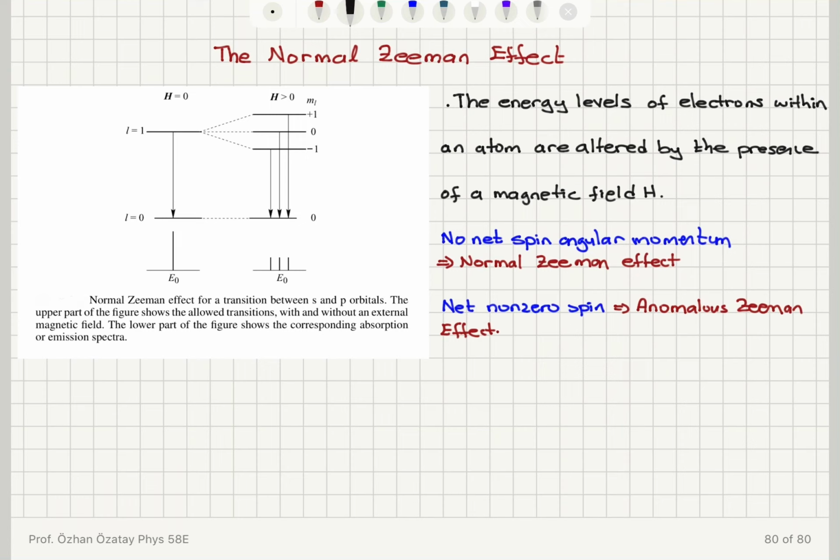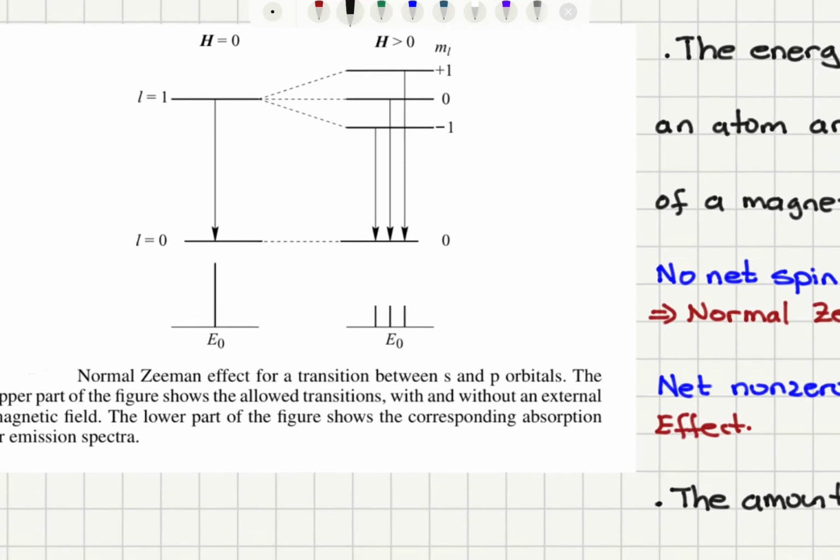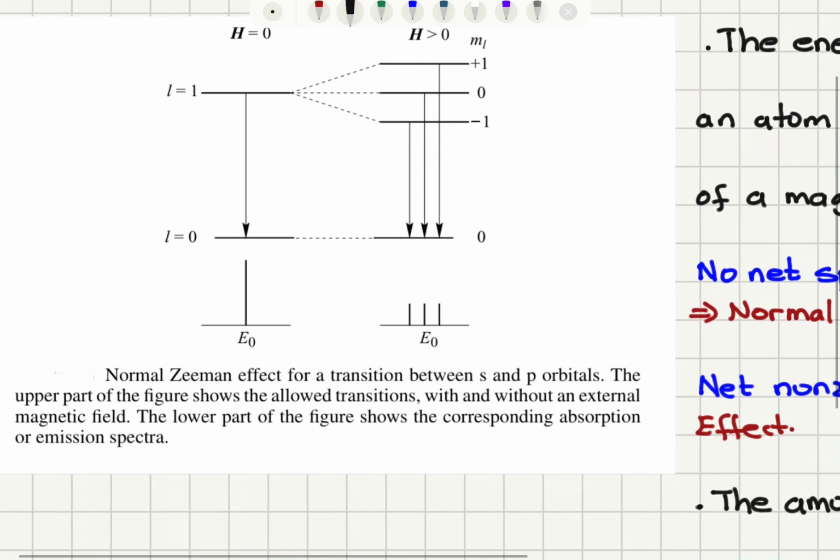normal Zeeman effect. And in the Zeeman effect, the amount of splitting of the energy levels is proportional to the magnetic field H. So magnetic field H controls the amount of splitting. And here you can see a diagram for the normal Zeeman effect.